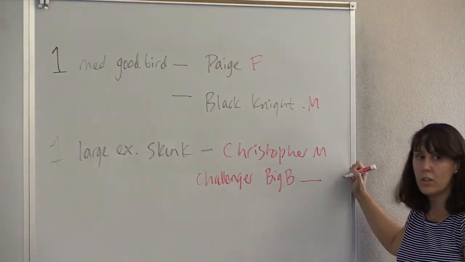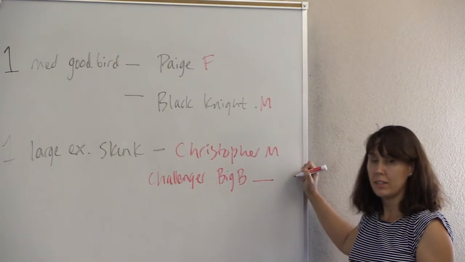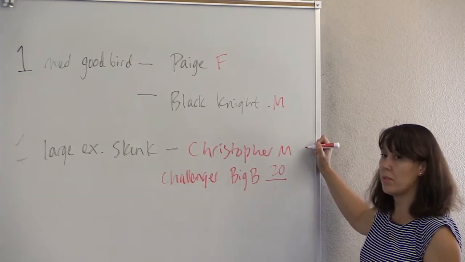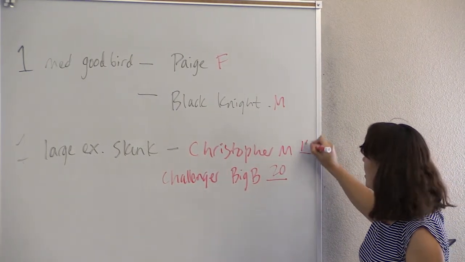Okay, so you are an attacker. So you're the challenger. You roll 1d20 plus, and you can choose either your strength or your dexterity, whichever is the higher value I suggest. And you get to defend with 10 plus your dexterity. Okay, so Big B, what's your fight? 20. You got 20. Christopher, what's your value? 14.